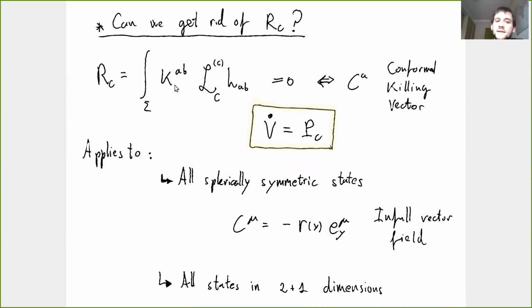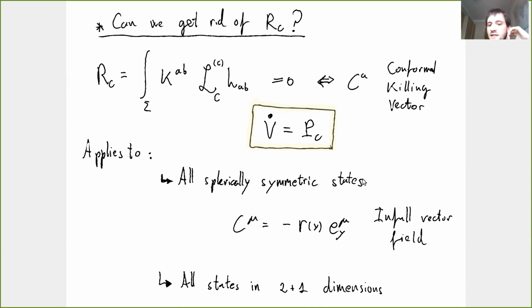Okay, we can rewrite this remainder in such a form that it can be written just as a Lie conformal derivative of the metric, so that we can also set this remainder to 0 if we would choose C a conformal Killing vector. Okay, if C is a conformal Killing vector, then V dot is just exactly P_C, and we have this our momentum complexity correspondence, or our volume complexity correspondence, if you like. Okay, this actually can always be done, for example, for all spherically symmetric states in any dimension, and in general for any states in 2+1 dimensions.